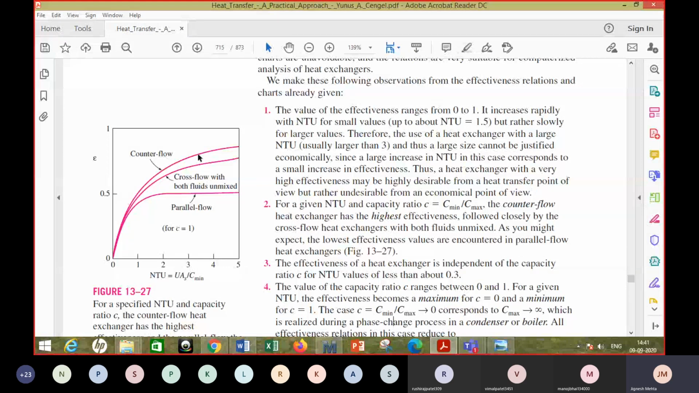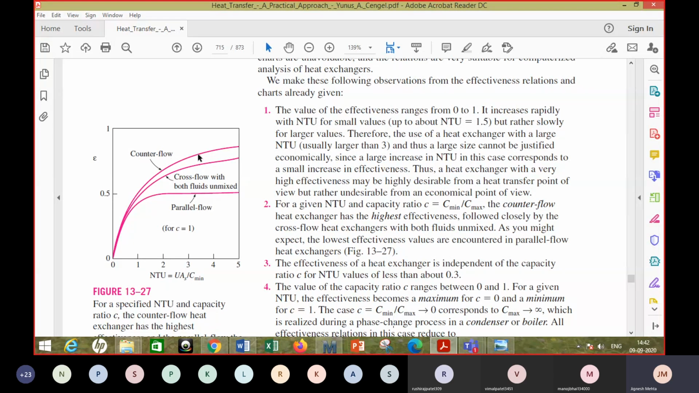to get higher effectiveness. Of course, higher effectiveness will always give you a higher heat transfer rate, but there is a limit to how high an effectiveness you would like to go up to. Okay, so beyond a certain point the cost may become too high, prohibitive, and you may compromise with a particular value of effectiveness.